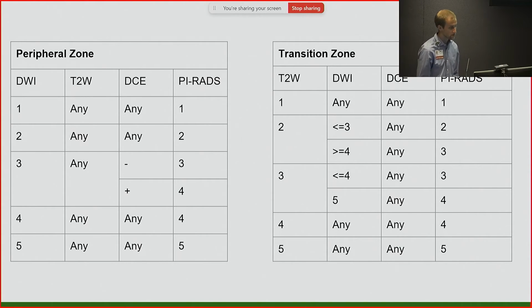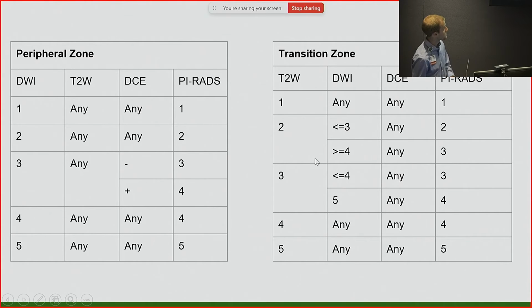So say for peripheral zone, if you have a score of 4 on the DWI, it actually doesn't matter what the T2 is for the peripheral zone. Boom, you go straight across to a PI-RADS 4. The enhancement comes into play really for a DWI of 3. If it does not enhance, it stays a 3. If it does enhance, it bumps you up to a 4.